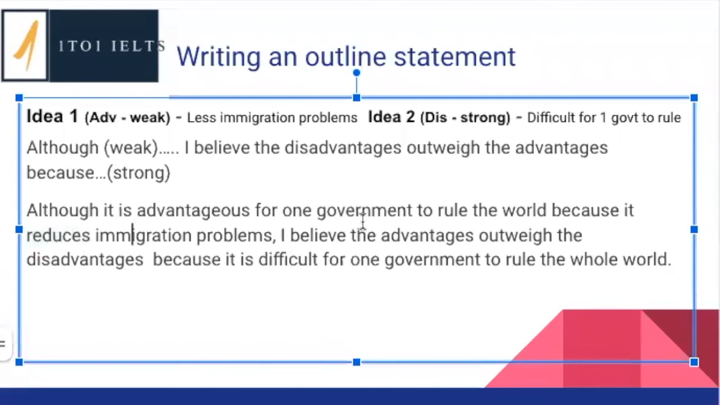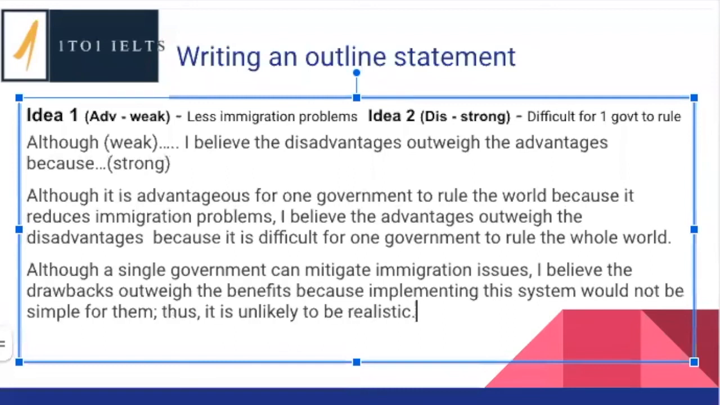Okay, let's have a look at our next one. Although a single government can mitigate immigration issues, I believe drawbacks outweigh the benefits because implementing the system would not be simple for them. Thus, it is unlikely to be realistic. Okay, language is excellent. What is our problem? This realistic part, yeah, doesn't seem like it has anything to do with the question. It seems like a completely new part.